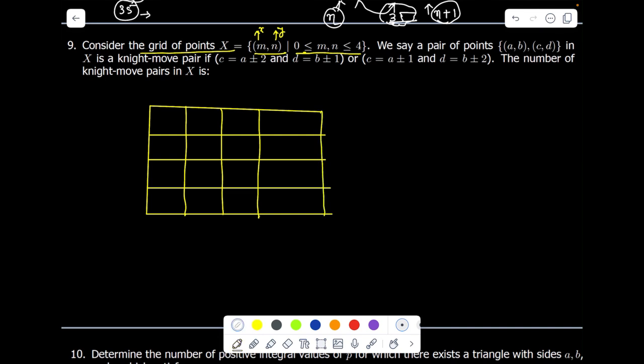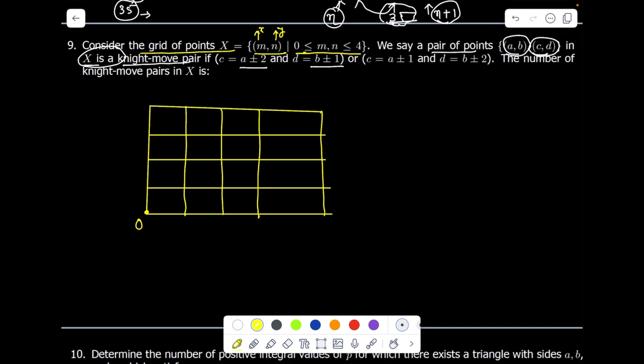What we need to find here: they say a pair AB, CD in the grid is a knight move pair. They are talking about the knight move in chess. They have explained here, A plus or minus 2, B plus or minus 1. So we know that, let's say the knight is here. It can go horizontally 2 and vertically 1, or vertically 1 and horizontally 2. Plus or minus, everything is fine. Or vertically 2, horizontally 1, something like this, or this and this.